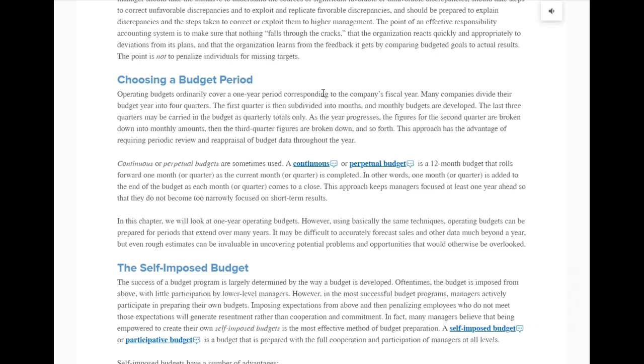There is something also called a continuous or perpetual budget. The example they talk about here is a 12-month budget that rolls forward 1 month as the current month is completed. So let's say for the year 2019, you had a budget from January through December, and you had one for every month. Well, when January ends, what you will do is add the next January, 2020, to that budget. So your 12-month budget starts February 1st, 2019, and then will end at that point January 31st, 2020. Then as your February month ends, you will add February of the next year. So it's a continuous budget.